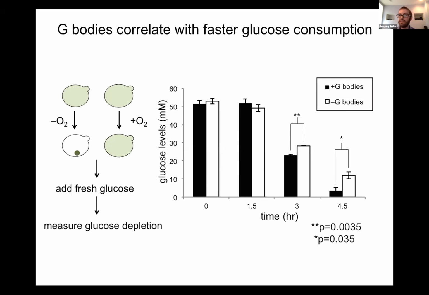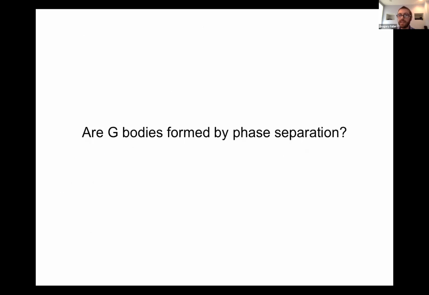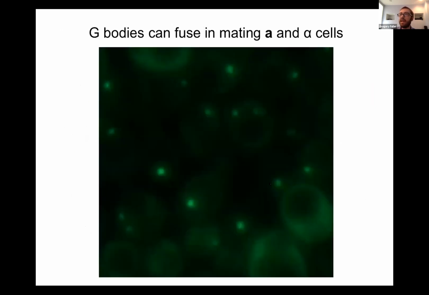So recently, phase separation has been shown to be a common mechanism that can facilitate reorganizing proteins and RNA. So we wanted to ask if G-bodies have any of the hallmarks of phase separation, such as the ability to fuse and dynamic exchange with the cytoplasm. So to test if these can fuse, we mated A and alpha cells, and I'm going to play you a video here in a moment of these mating cells that each have G-bodies.